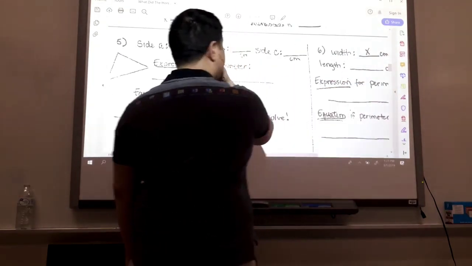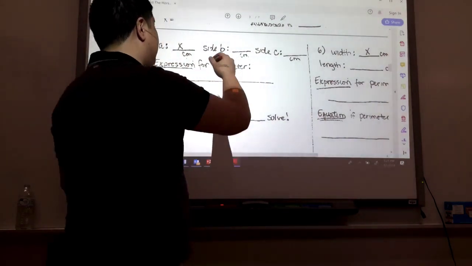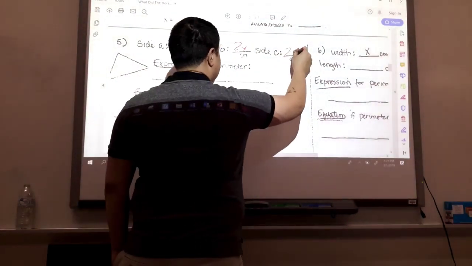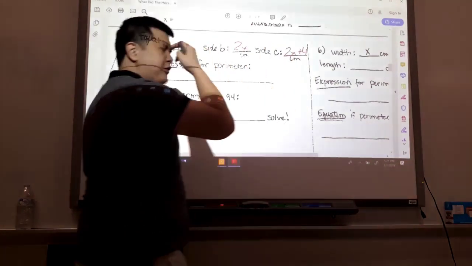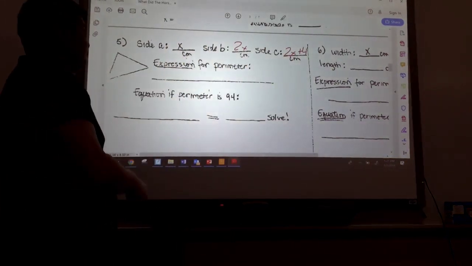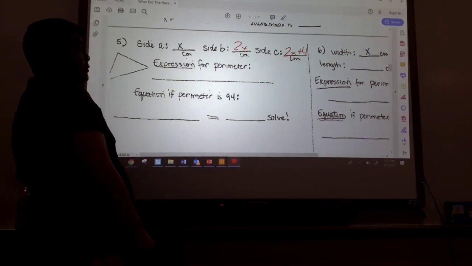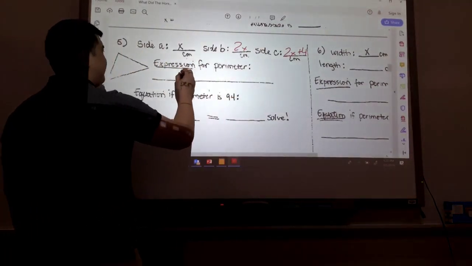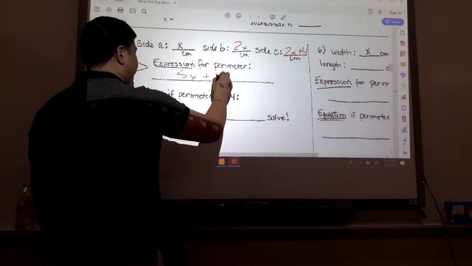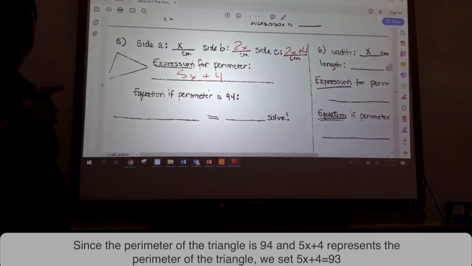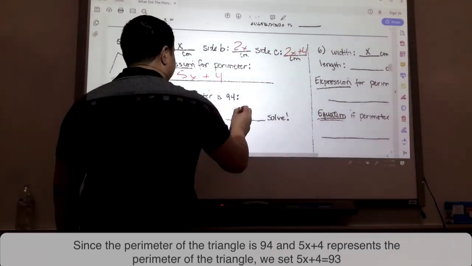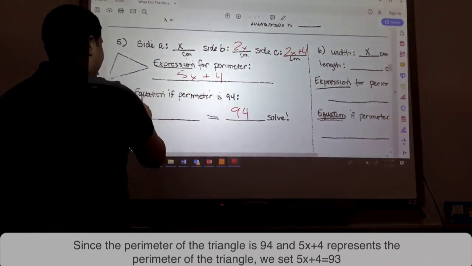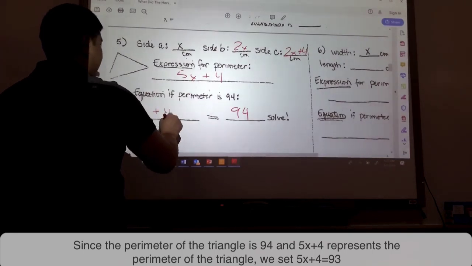Yes, there it is. Alright, so side B, we said the expression for side B is 2x, and the expression for side C is 2x plus 4, because it's 4 more than side B. We said the perimeter is the sum of all the sides, so therefore that is 5x plus 4. And we said that the perimeter needs to be 94. So therefore we're going to put 5x plus 4 right here.